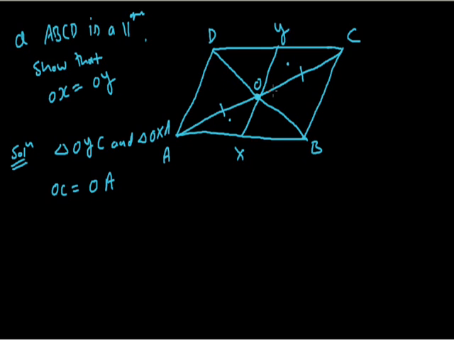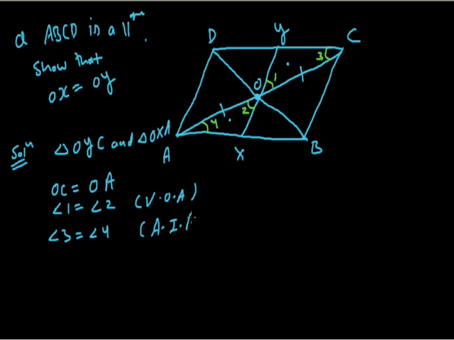Now, this angle 1 is equal to this angle 2. Why? Because vertically opposite angles are equal. In the same way, this angle 3 should be equal to this angle 4. Why? Because lines AB and CD are parallel and they are alternate interior angles. When the lines are parallel, the alternate interior angles are equal.